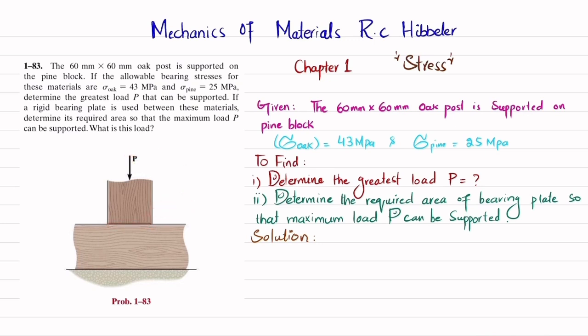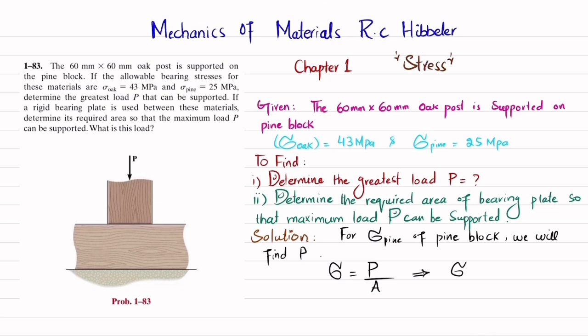Now what we will do is that we will find P for the allowable bearing stress of this pine wood or pine block. How will we find P? So we know that stress is generally equal to force per unit area or load per unit area. So for this pine block, the allowable stress is 25 megapascal. So 25 into 10 to the power 6 pascal. So this pine allowable bearing stress will be equal to load divided by bearing area. Clear? So the load is not available.